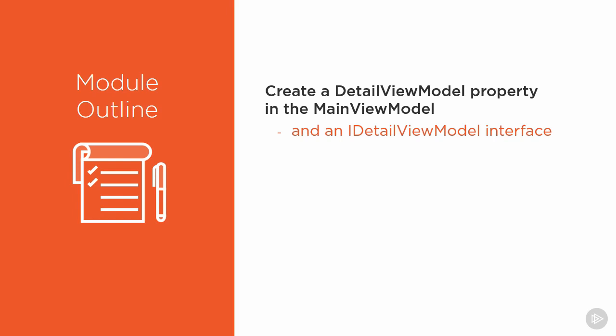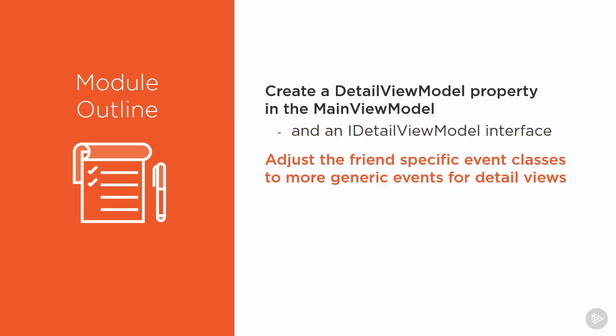Beside these adjustments, we will also adjust the friend-specific event classes to more generic events for different detail views. Besides renaming the event classes, we also need to introduce properties in the event arguments so that we know for which detail view model an event is for. It can be, for example, for a friend, for a meeting, or for any other detail view.